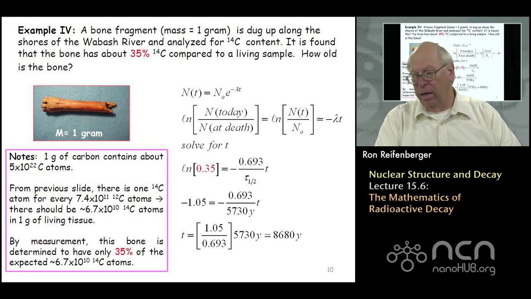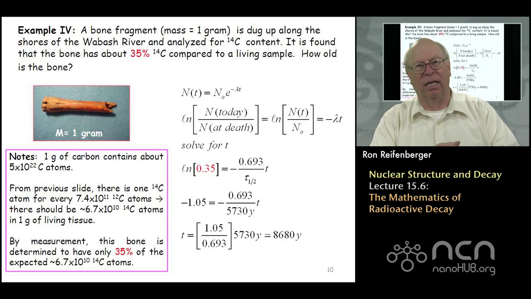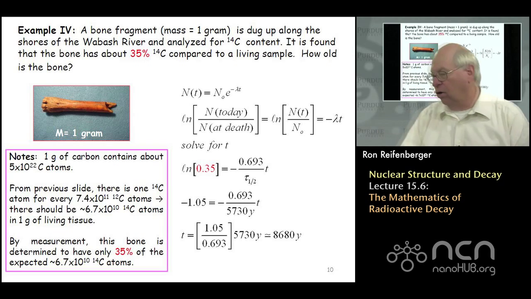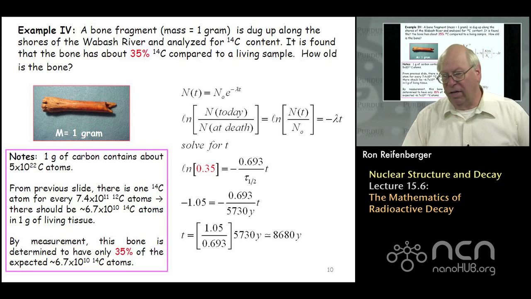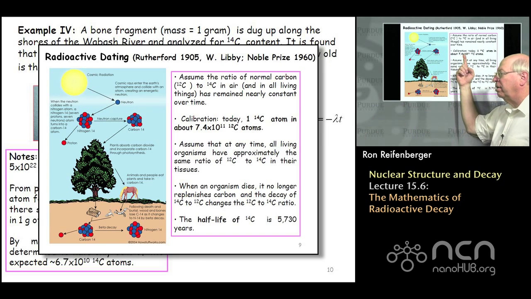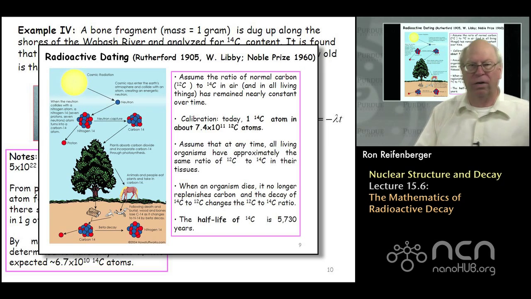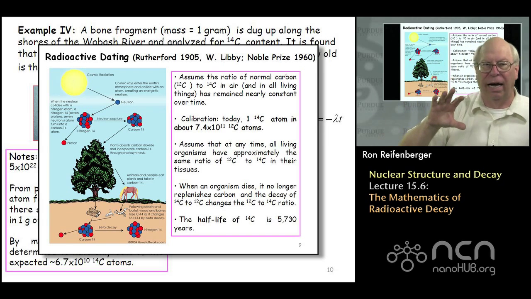So that's the argument that is used routinely to estimate the age of animal bones found throughout the world. The argument relies on the fact that the flux of cosmic rays striking the upper atmosphere of the Earth has remained constant over this time frame of 8,680 years in this case. So everything goes back to this calibration factor that there's one carbon-14 atom to about 7.4 times 10 to the 11th carbon-12 atoms. That number is based on today's measurements, and on the flux of cosmic rays striking the upper atmosphere.